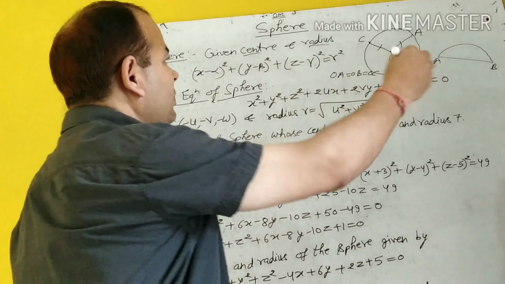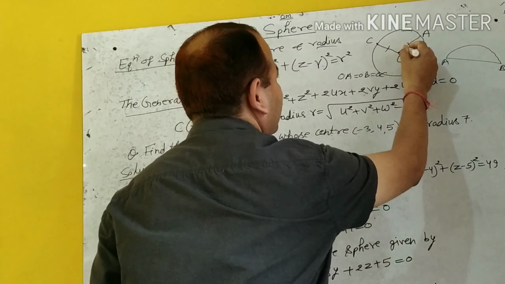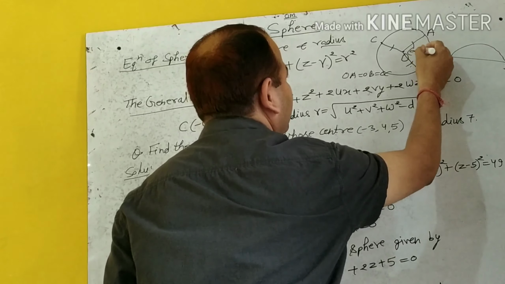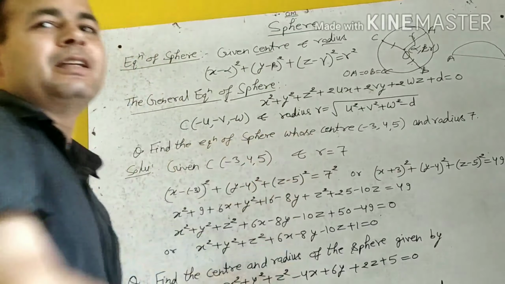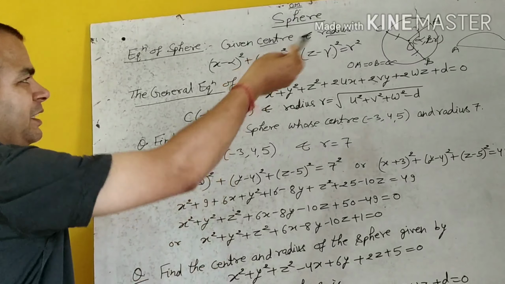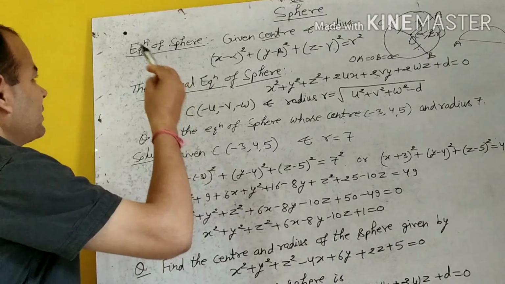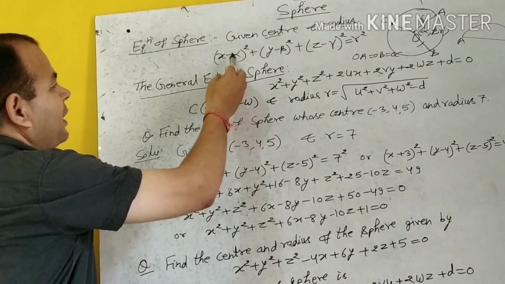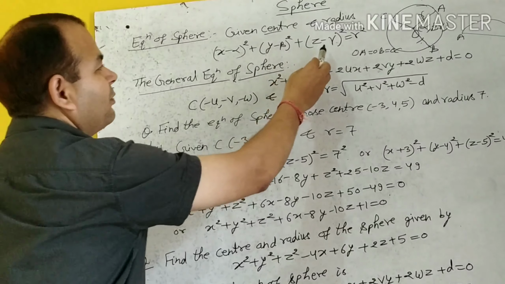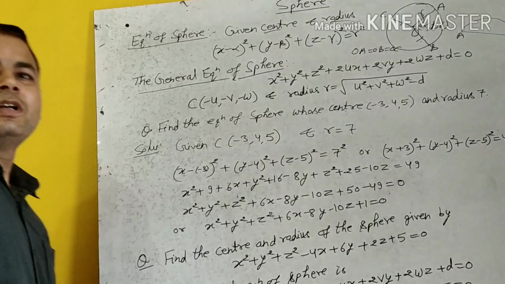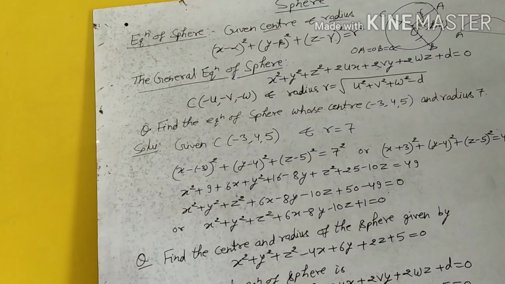Now let us suppose the coordinates of the center of the sphere are alpha, beta, gamma, and OA, that is the radius, is r. Then the equation of the sphere, when the center is given, will be x minus alpha whole square plus y minus beta whole square plus z minus gamma whole square equal to r square. It will be the equation of the sphere.